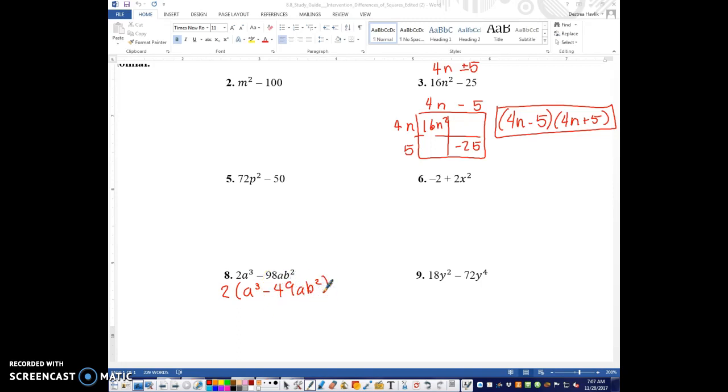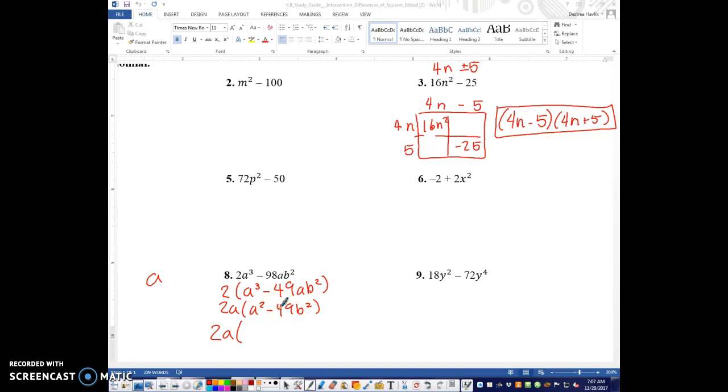Anything else they have in common? They both have an a. So we have 2a times a squared minus 49b squared. So we have 2a, that's one of our factors. And then what's the square root of a squared? It's a.